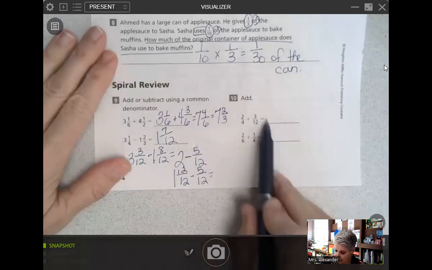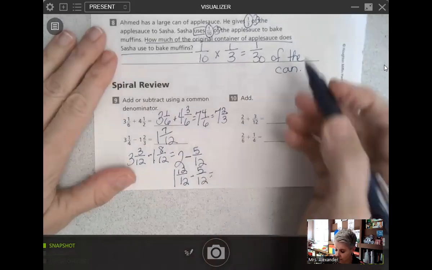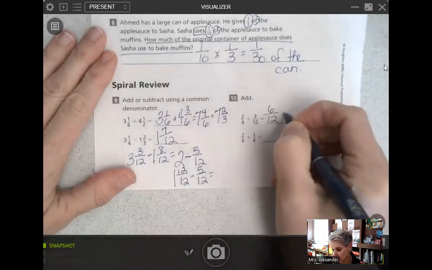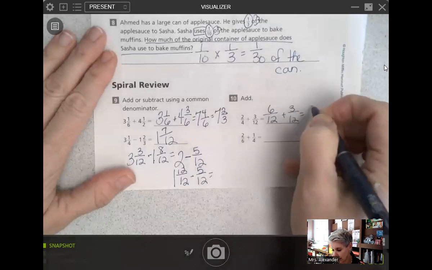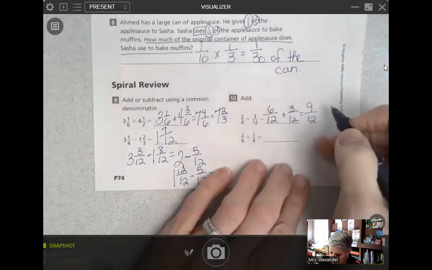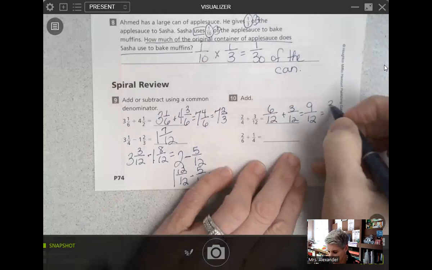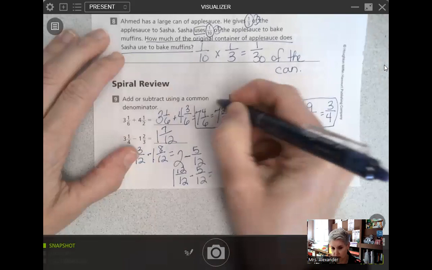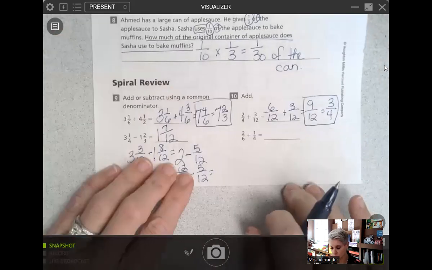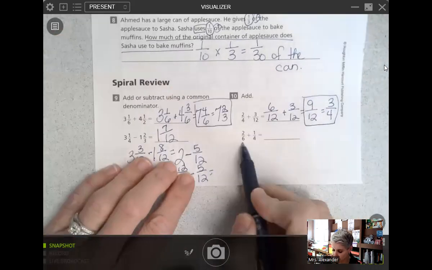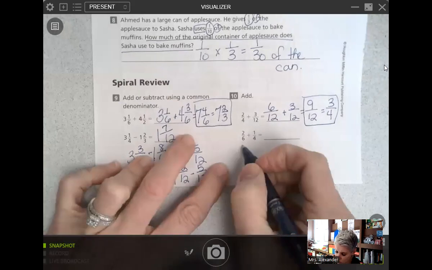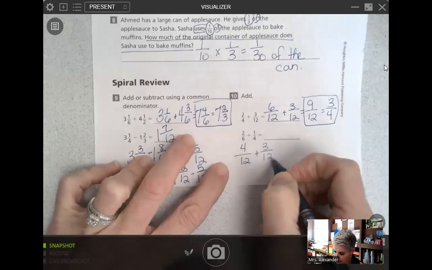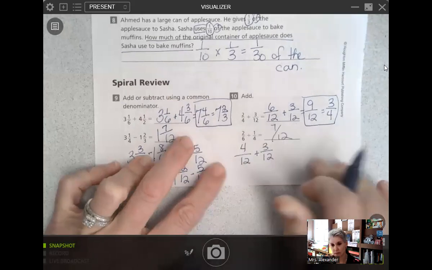We're just adding now. I have a 4 and a 12. I'm going to adjust that to be 6/12 plus 3/12 equals 9/12, which could be simplified to 3/4. Either one of these answers, just like here, either one of those answers would have been correct. 2/6 plus 1/4. I'm going to go with 12ths here. 4/12 plus 3/12 and get 7/12.